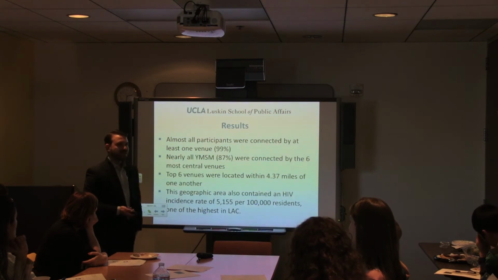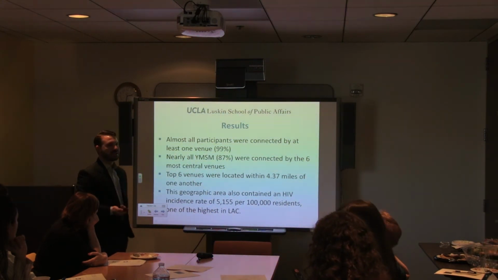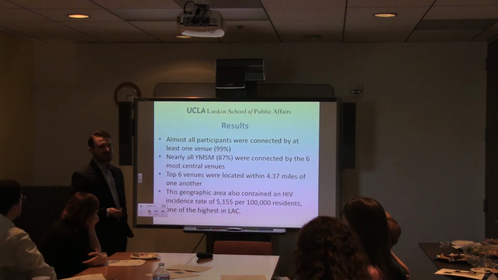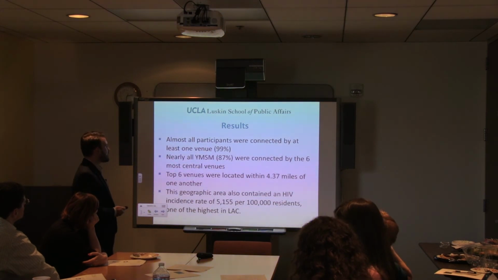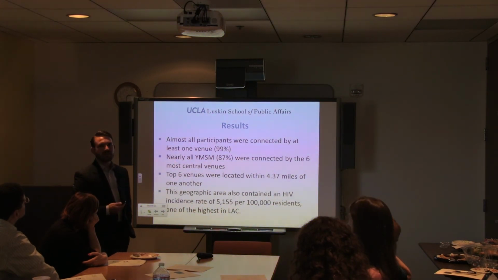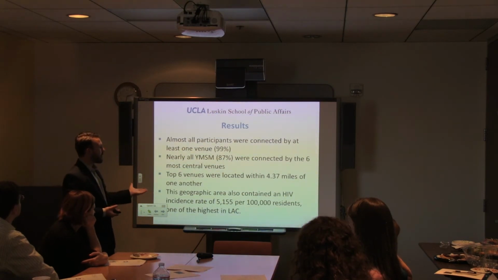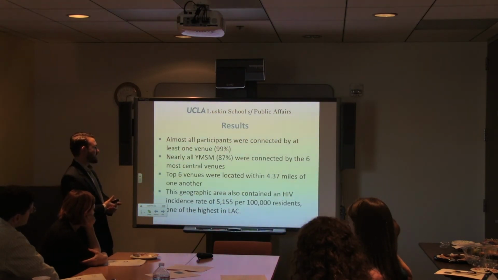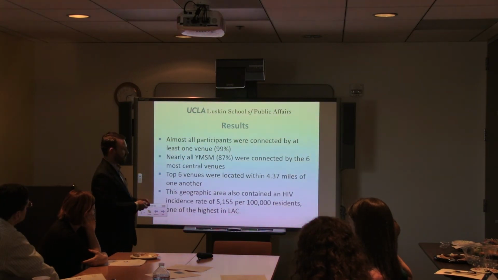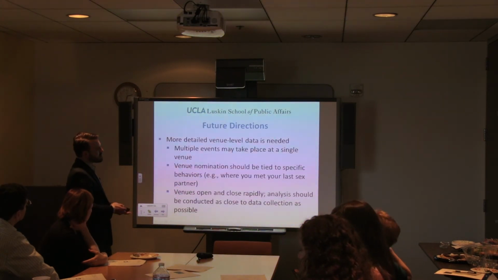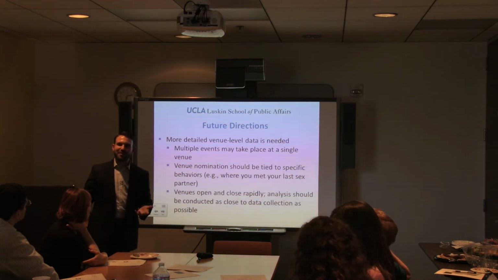Almost all of the participants in our study were connected by at least one venue, and nearly 90% were connected by the 6 most central venues. The top 6 venues were all located within less than 4.5 miles of one another. And while this is ecological data, that happens to be the geographic area in Los Angeles that has one of the highest rates of HIV incidence, 5,155 per 100,000. So this is a brief overview of this methodology.